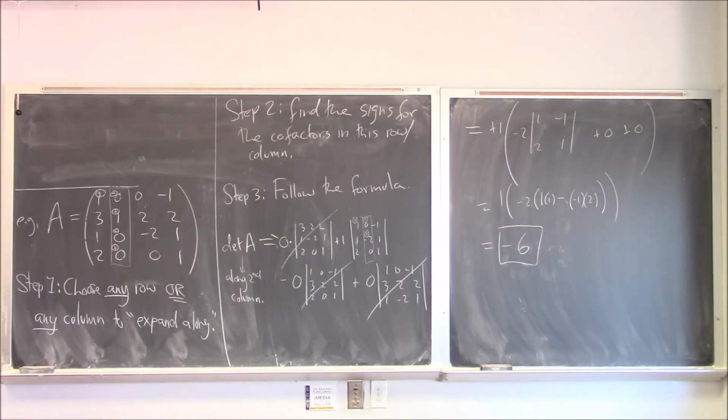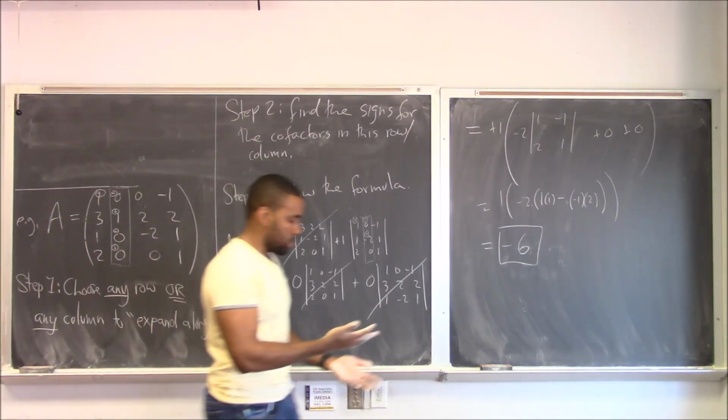Next time, we'll talk about ways to create zeros if you don't have them in the first place, and how you can legally do that and not change the answer, as well as some other determinant theorems and consequences.